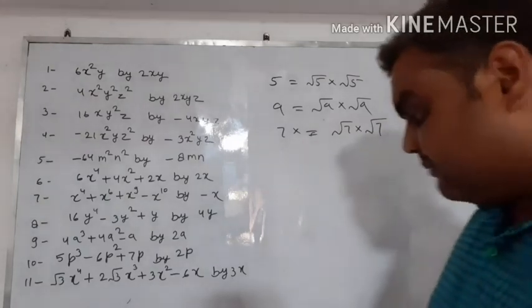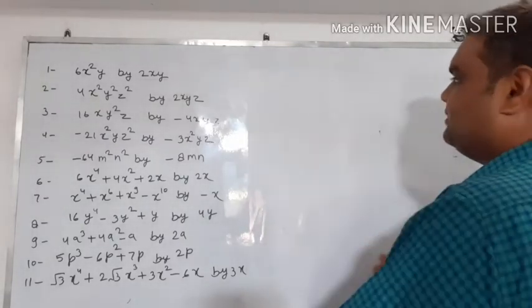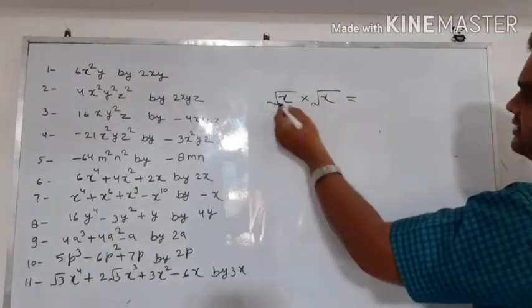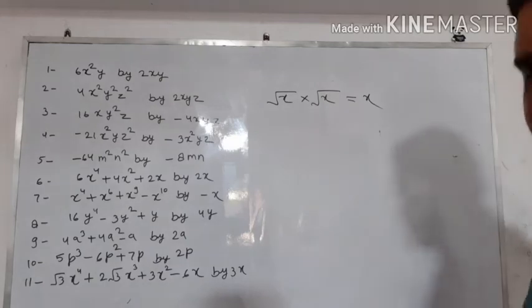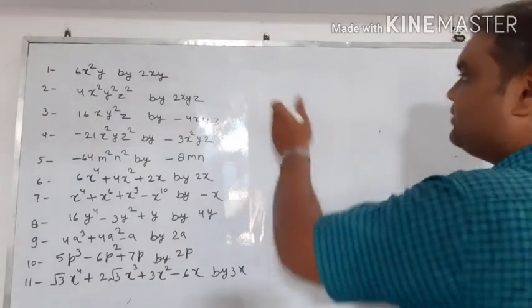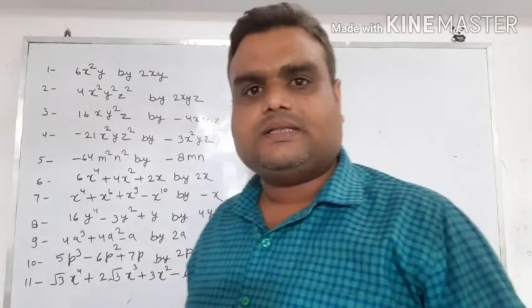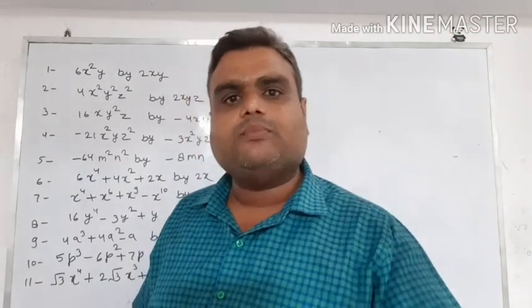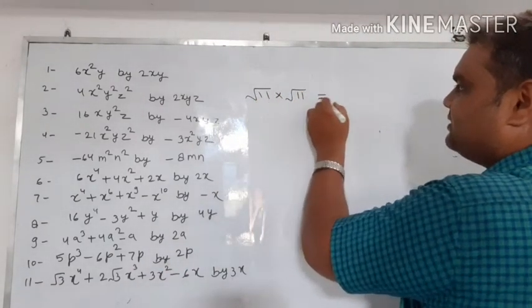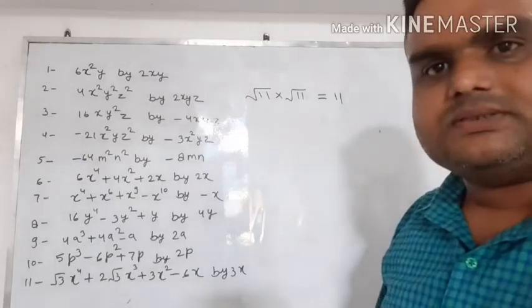Means if we are combining the square root of two numbers, then the square roots will be removed. Anything under root x, if it is multiplied with under root x, then this under root will be removed and only x will come. So this is the thing that is required to solve this question. When the root of any same number is multiplied, then the under root sign will be removed. One more question: if under root 11 is multiplied with under root 11, then what will be the product? This root will be removed and only 11 will be our answer.